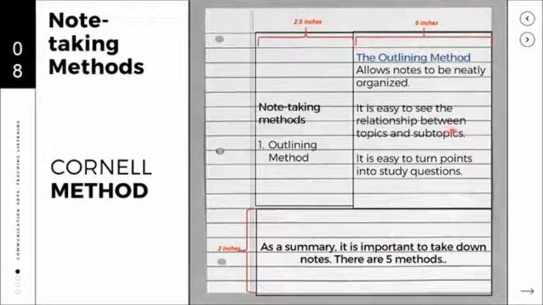For example, our topic today is a note-taking method, so you put here all the things that you have in class, and then once the class is done, in your vacant time, you have to put the study cues here and your reflection at the summary section.